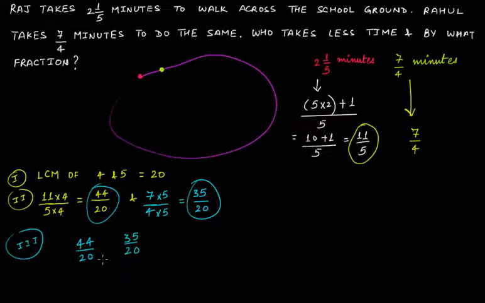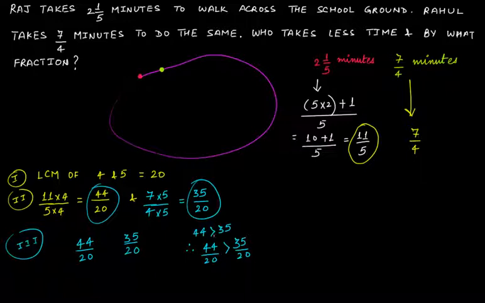Two like fractions. When we compare the numerators, clearly 44 is greater than 35, and therefore 44 over 20 is greater than 35 over 20. Now 44 over 20 is the equivalent fraction of what? 11 over 5, right? So 44 over 20 is the equivalent fraction of 11 over 5, and 11 over 5 is nothing else but the improper fraction for this one. And 35 over 20 is the equivalent fraction of 7 over 4.